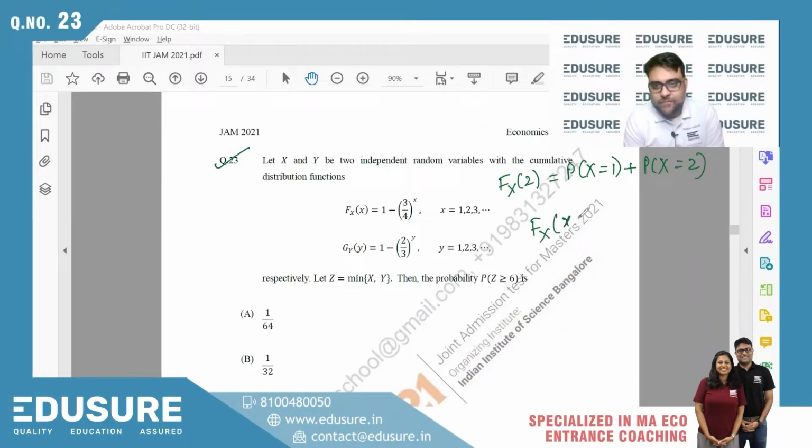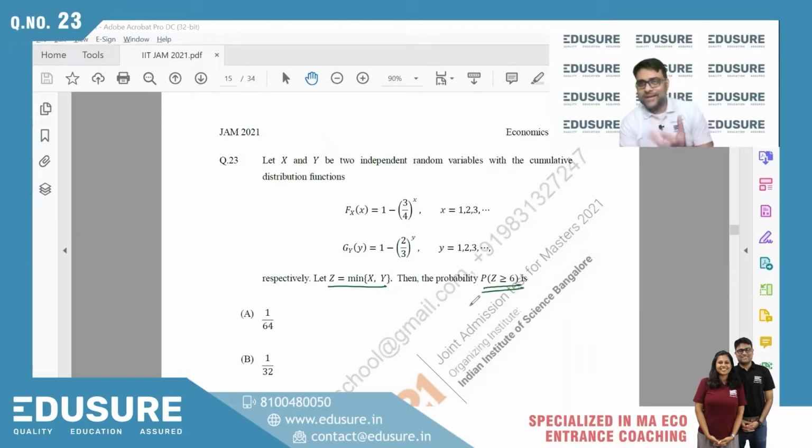Basically, it means probability x less than or equal to small x. Okay? That is what it means. That is the meaning of a cumulative distribution function, explained so well. Now what do we have to find? We have to find z equal to minimum of x, y, and probability z greater than or equal to 6. So what we will do is as follows.